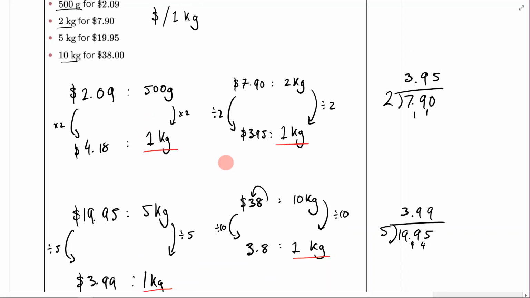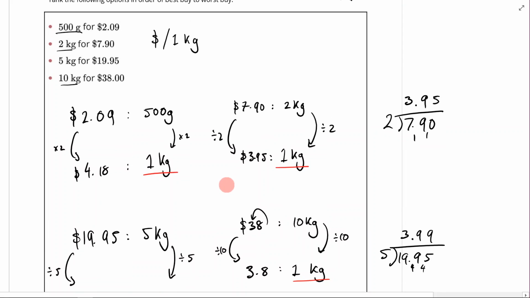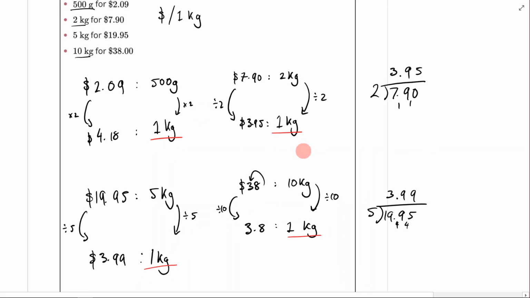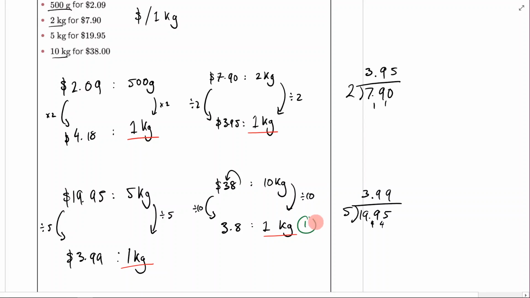I think our winner is... Actually, we have to list them, don't we? Ugh, I don't want to list them. So what is it? We have to list them. Rank the options from best buy to worst buy. All right, your best buy is going to be this, number 1. Then your second one will be $3.95 a kilo. Then the next one will be this one. And then your next one will be that one. So we've just ranked them.